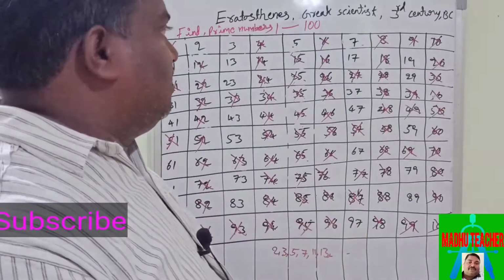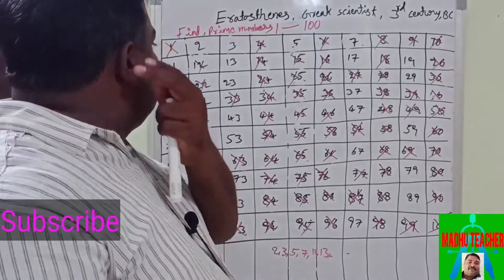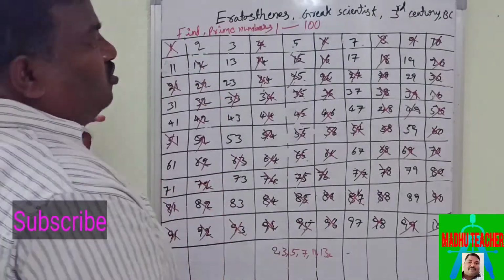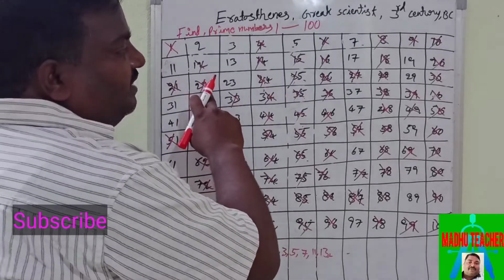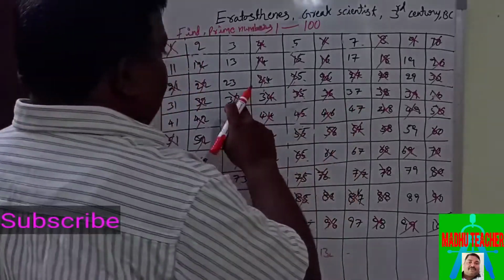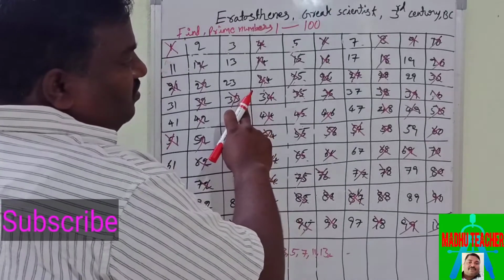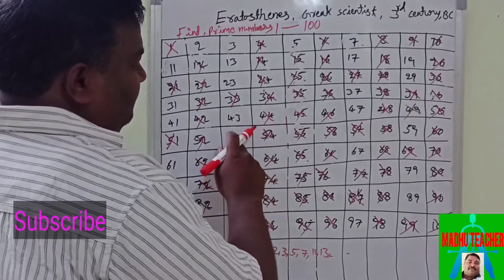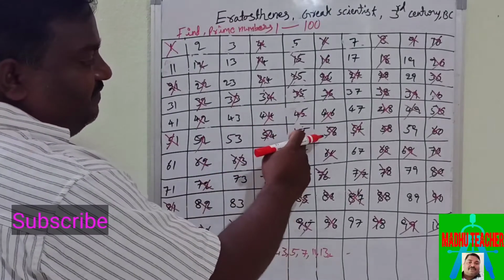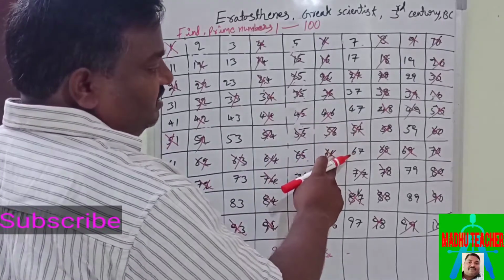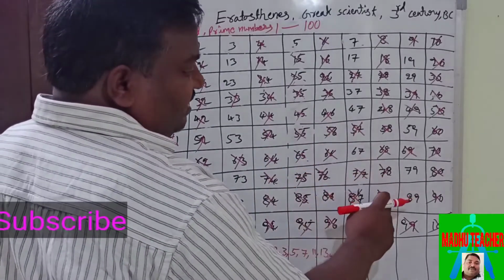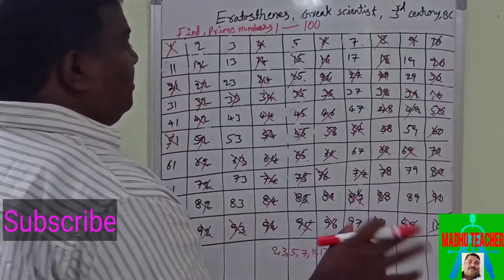Okay, over. Next do with 11. So 11 twos are 22, 11 threes are 33, 11 fours are 44, 11 fives are 55, 11 sixes are 66, 11 sevens are 77, 11 eights are 88, 11 nines are 99.